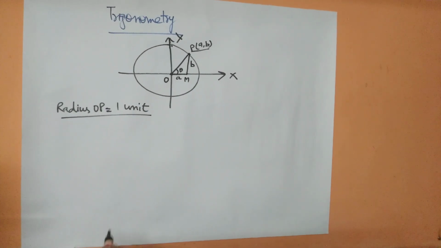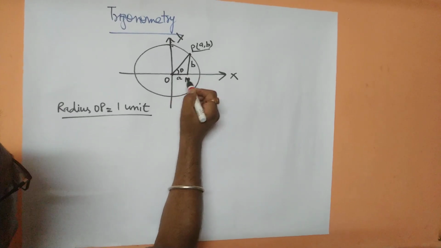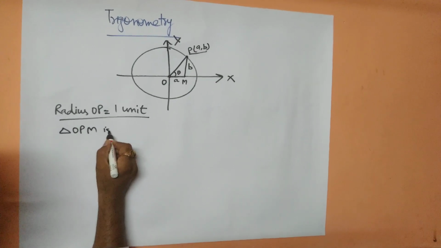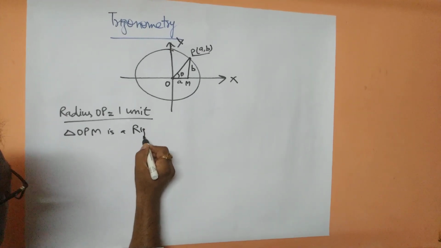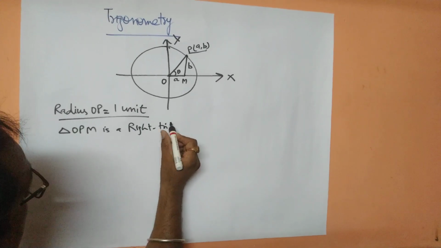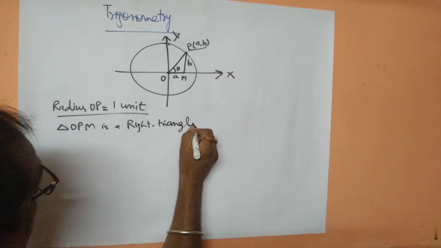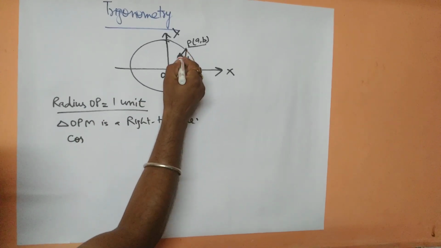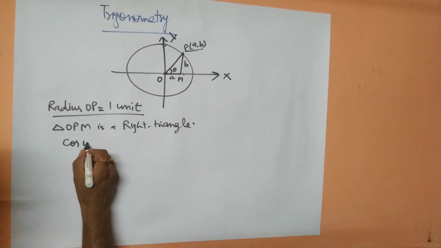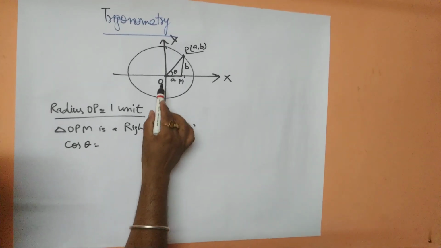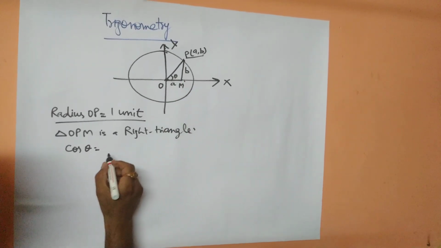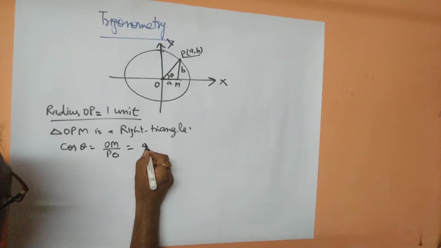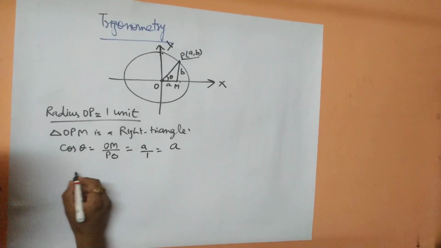So clearly triangle OPM is a right triangle. Let this angle POM be theta. Then cos theta is equal to base upon hypotenuse, and base is OM and hypotenuse is PO. So that will be OM over PO. Therefore OM is a upon 1, so cos theta is a.